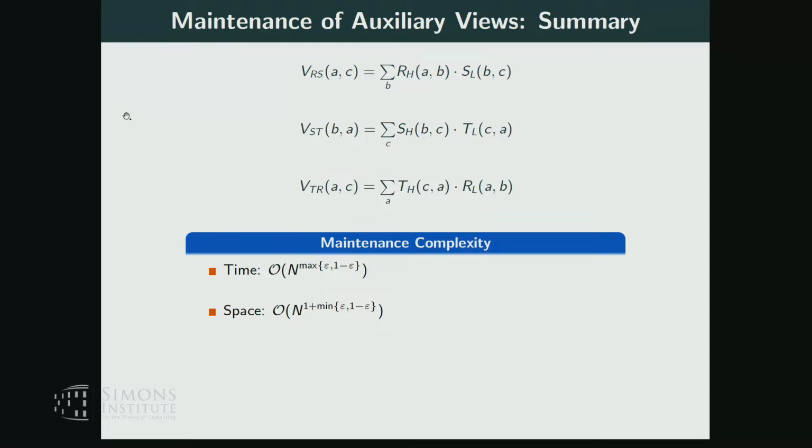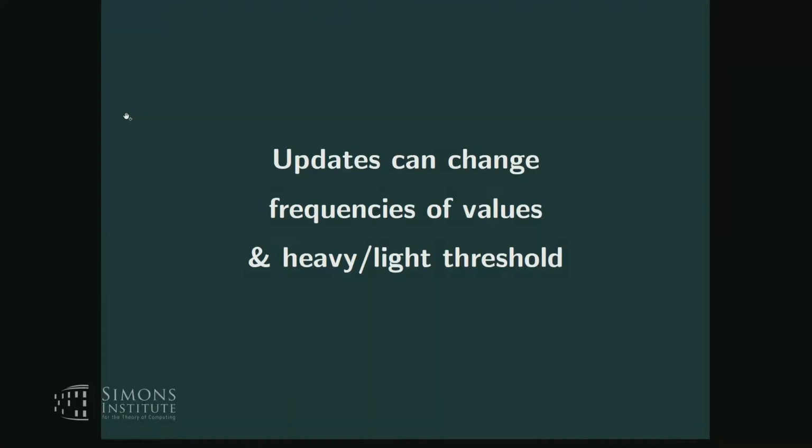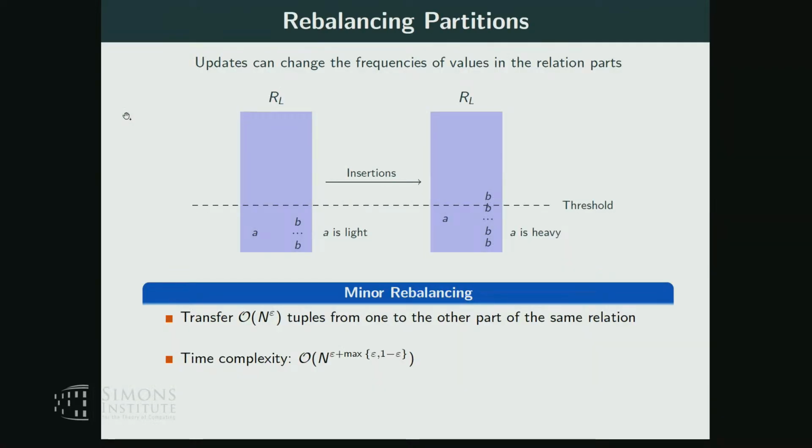This is one thing. Another thing that may happen is that we start inserting so much or deleting so much that all our thresholds, which were based on some parameter n, the size of the database at some time, become deprecated, right? We have to adjust for the new n, for the new size of the database. So this actually requires some rebalancing.